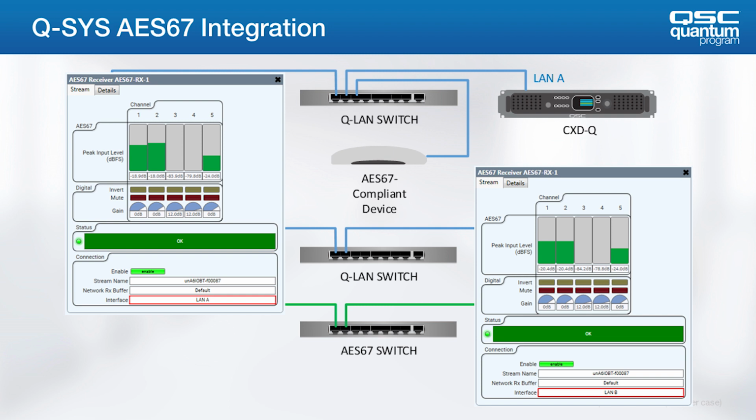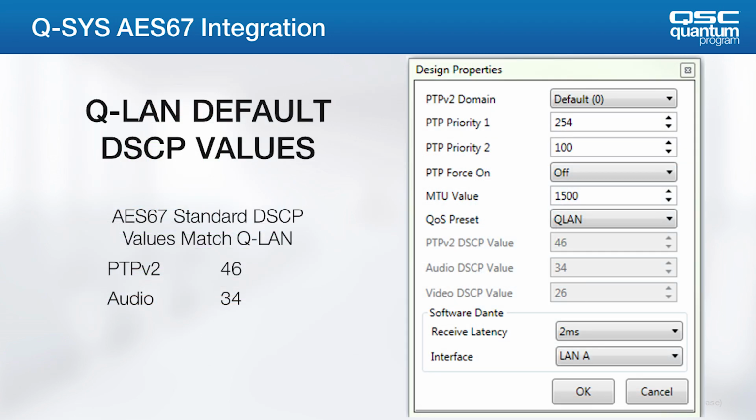Remember, AES67 makes use of multicast audio streams exclusively. As many AES67 endpoints are also 100 megabit per second devices, you'll want to make sure to enable IGMP snooping and filtering to protect them from saturation. A good rule of thumb is to enable IGMP features when you have more than 5 AES67 streams on the network. Now there's the matter of QoS and AES67 integration.